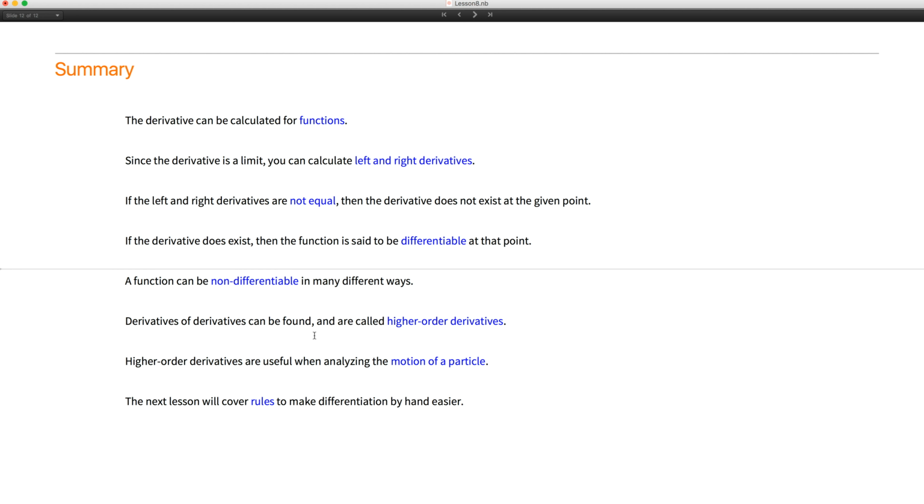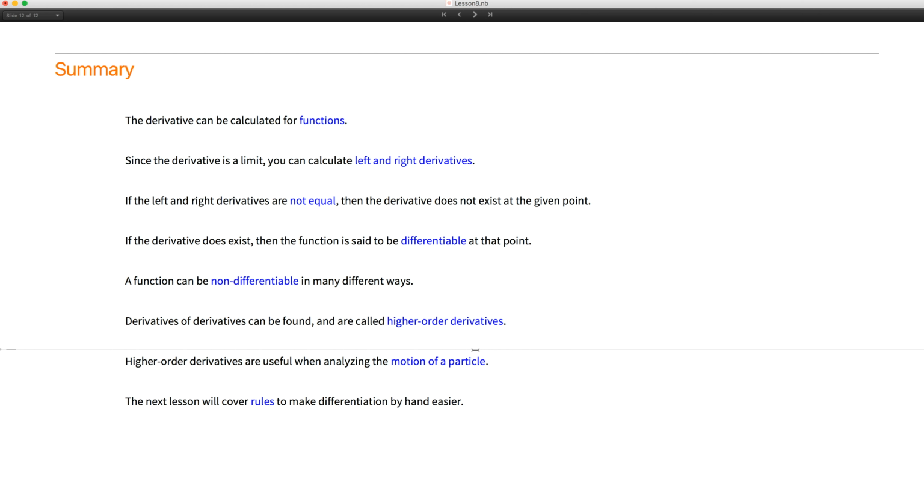Now you can go a step further from derivatives and work out higher order derivatives, the first, second, third, fourth, etc. And those are quite useful. For example, they're useful for studying the motion of a particle. So that's a lot of stuff over here. We talked about higher derivatives, left derivatives, right derivatives. That's a whole bag of ideas.